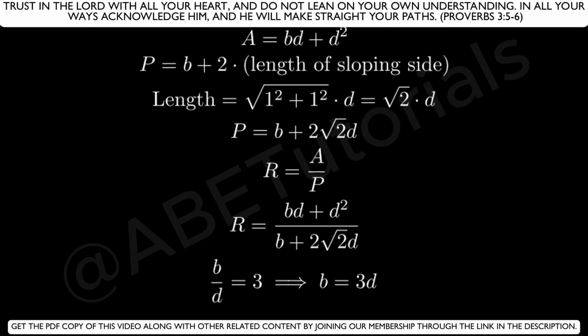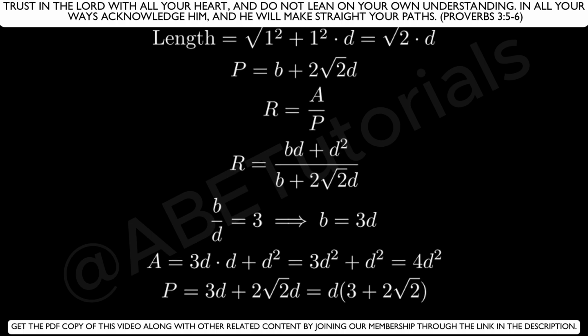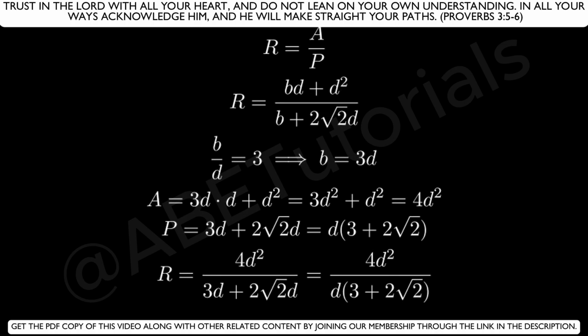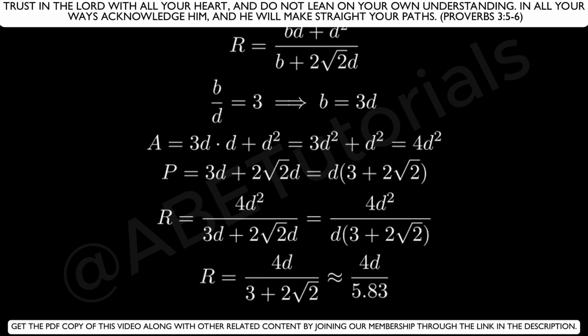We know that the ratio b divided by d is 3, so b equals 3d. Let's substitute this into our expressions. The area becomes A equals 3d times d plus d squared, which equals 3d squared plus d squared, or 4d squared. The wetted perimeter becomes P equals 3d plus 2 times square root of 2 times d. And the hydraulic radius R equals 4d squared divided by (3d plus 2 times square root of 2 times d). Simplifying, we get R equals 4d divided by (3 plus 2 times square root of 2), or approximately 4d divided by 5.83.